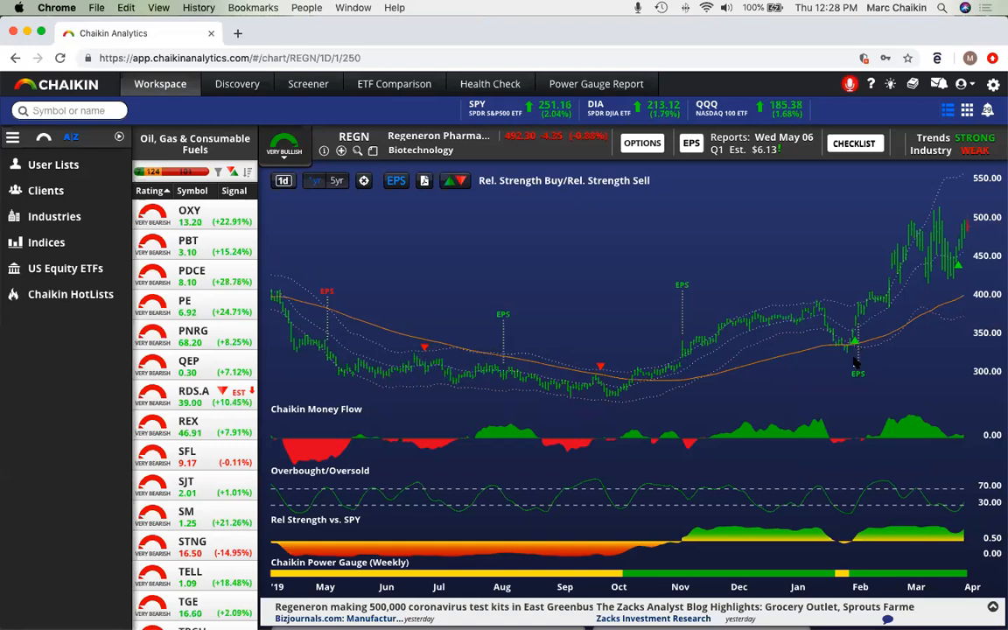And the reason is these signals tend to last 4 to 8 weeks. So if you're an options trader and you have a 4 to 8 week window, or if you're a swing trader, these signals zero in on buying opportunities. And I'm going to show you a way to use the stock screener in Chaikin Analytics that we're using to help find the stocks that are going to lead us out of the wilderness when we finally do make a bottom. And Regeneron is going to be one of them.